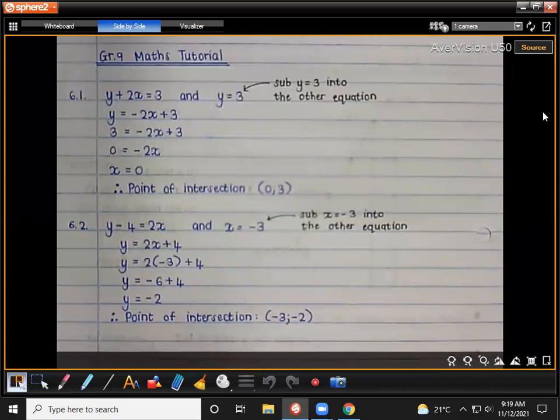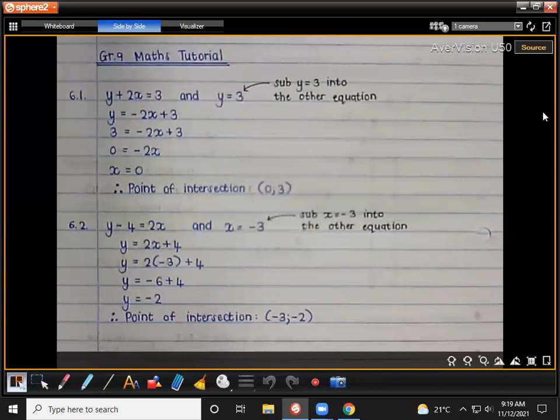Now you're going to have to say 0 divided by -2. And 0 divided by anything is just 0. So you still get an answer. Don't panic if you see it's 0. It is fine. So the x value of your point of intersection is 0.